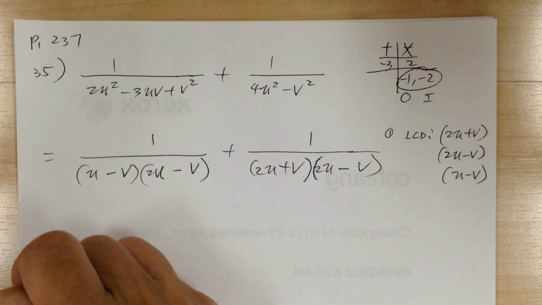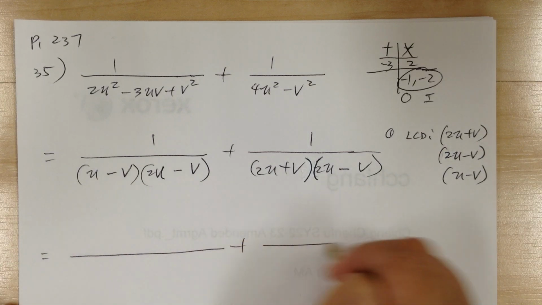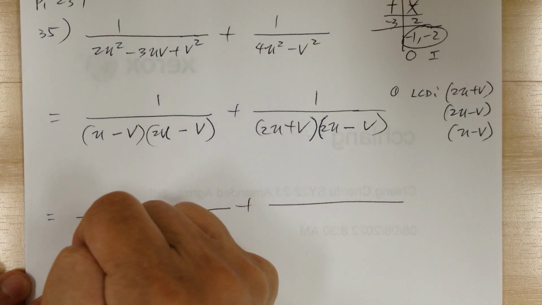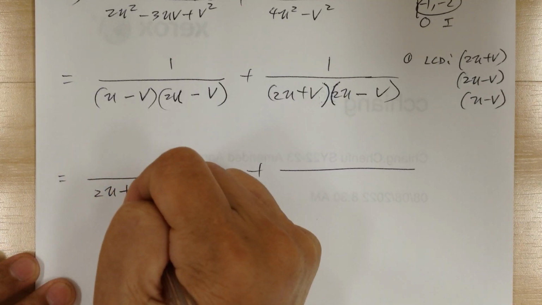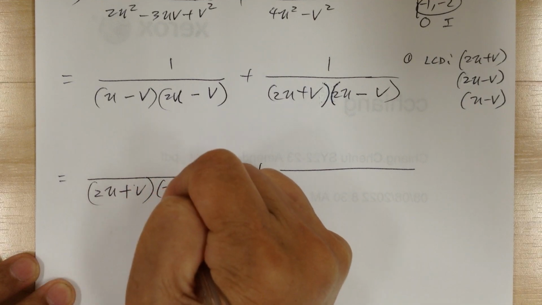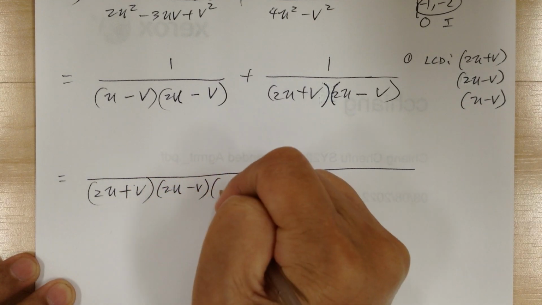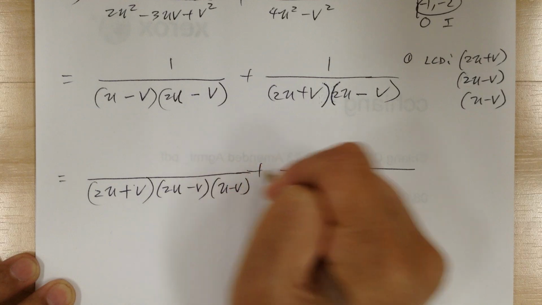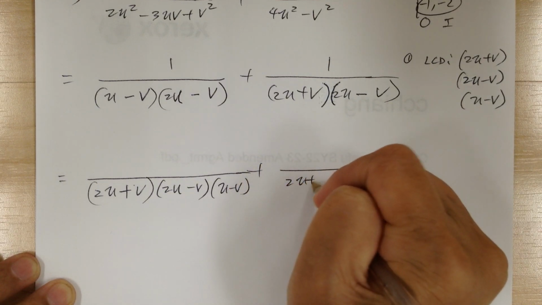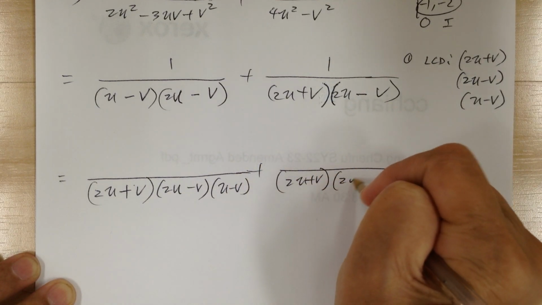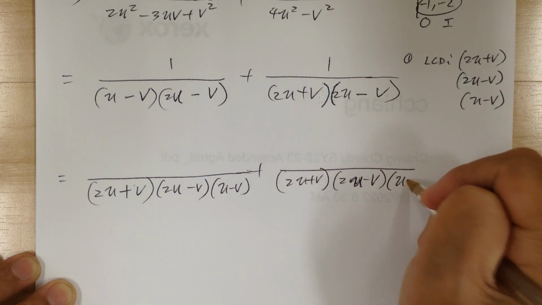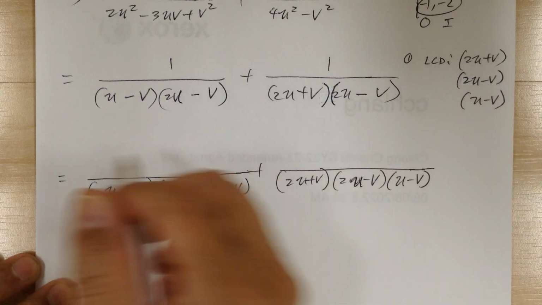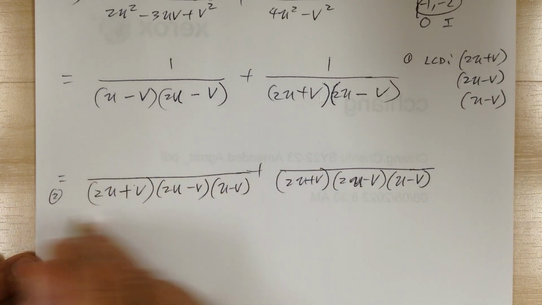Okay, so step 2, you have to get your LCD down here. Again, I like to do the conjugate first. So it'd be 2u plus v, 2u minus v, and then u minus v. Okay, so that's your step 2, get your LCD.